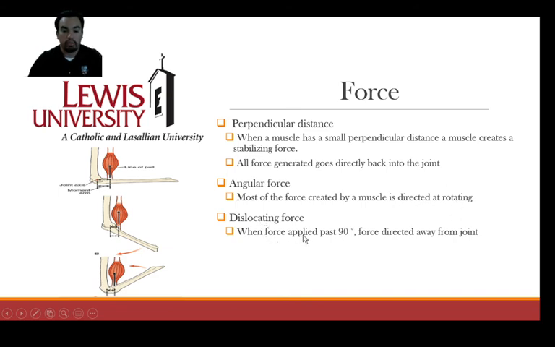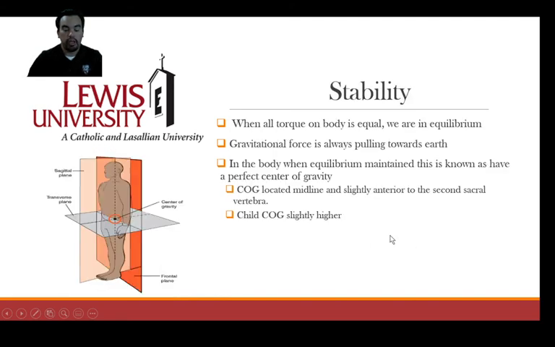And then the dislocating force. When the force is applied past 90 degrees, the force is directed away from the joint. So that would be that dislocating hyperextended elbow type force, because the force is directed away from the joint, and not at the strongest point, which is the joint.